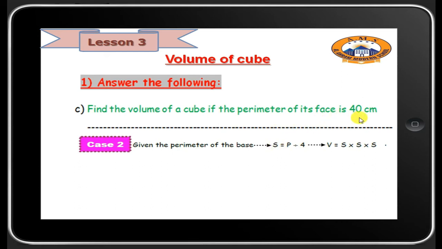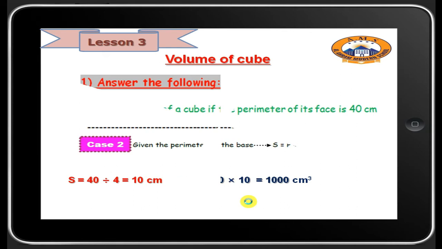So the perimeter here is 40 centimeters. I'm going to divide it by 4. Very good. That will give me 10 centimeters. My dear student, 10 centimeters here is the side length of the cube. So to get the volume, yes, multiply side times side times side. So 10 times 10 times 10 gives me 1000 cubic centimeters.